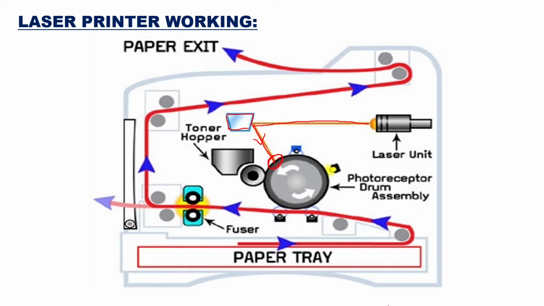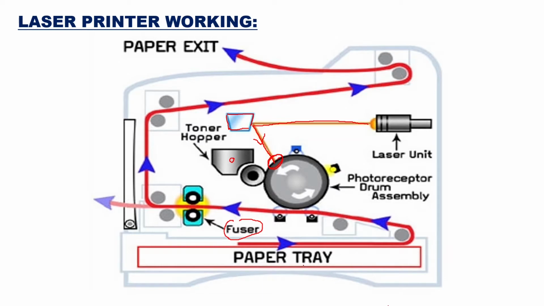Now that electrical shadow goes to the toner. The toner will be positively charged, and the toner will have some ink, and that ink will be transferred onto the paper on which you are going to print, by a fusing heating element. After the heating element comes into the picture, that paper will get printed and it will come out. So here you will have your paper exit.